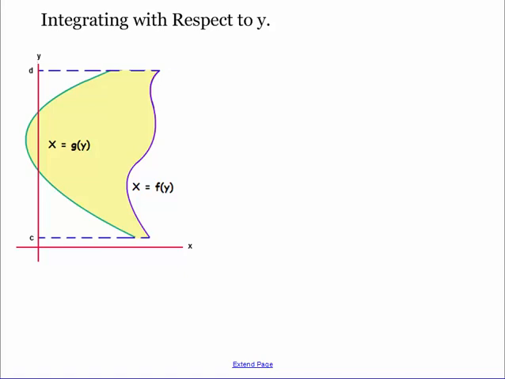Now integrating with respect to y. So it's the same concept. Just now you're going to have big X minus small x. And even though some of this goes in the negative area, it's fine. Now what you have to keep in mind, when you're integrating and you're going to the y-axis, everything needs to be in terms of y. So the values that you're integrating from c to d have to be in terms of y.